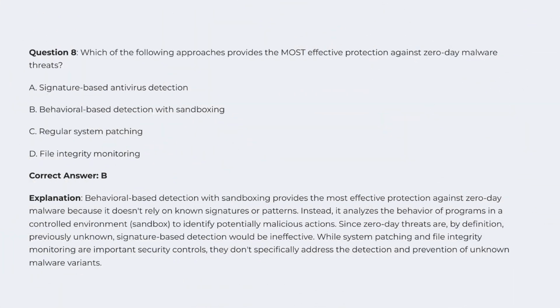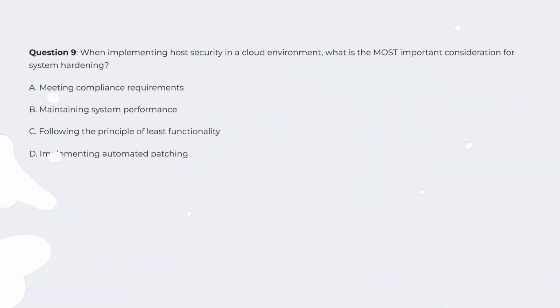Correct answer, B. Explanation. Behavioral-based detection with sandboxing provides the most effective protection against zero-day malware because it doesn't rely on known signatures or patterns. Instead, it analyzes the behavior of programs in a controlled environment, a sandbox, to identify potentially malicious actions. Since zero-day threats are, by definition, previously unknown, signature-based detection would be ineffective. While system patching and file integrity monitoring are important security controls, they don't specifically address the detection and prevention of unknown malware variants.